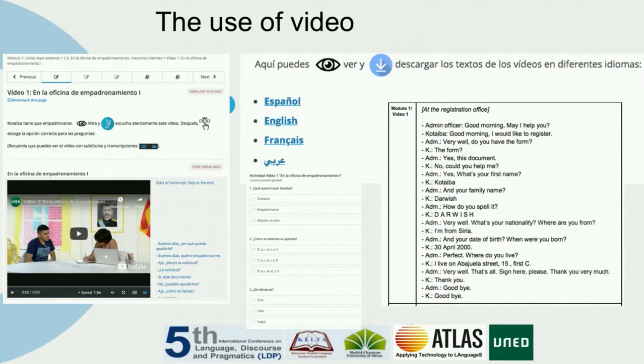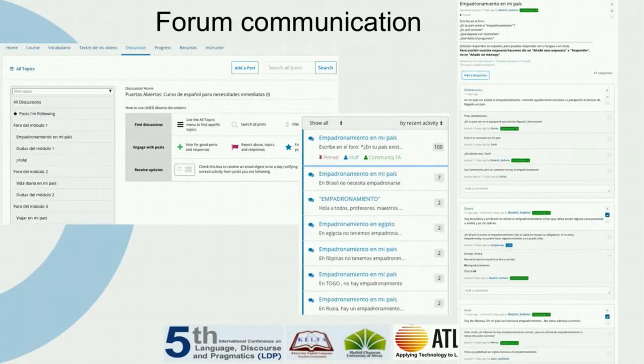We also transcribed the video dialogues, and we provide a text that can be downloaded, because remember that many of these people are in camps, refugee camps, where they cannot have internet access all the time. So the idea is that they can download all the work and the files, and then they can work on them offline. And the videos are also translated into the different languages. Remember, we are talking about A1. This is not common in other levels, but it is on this one.